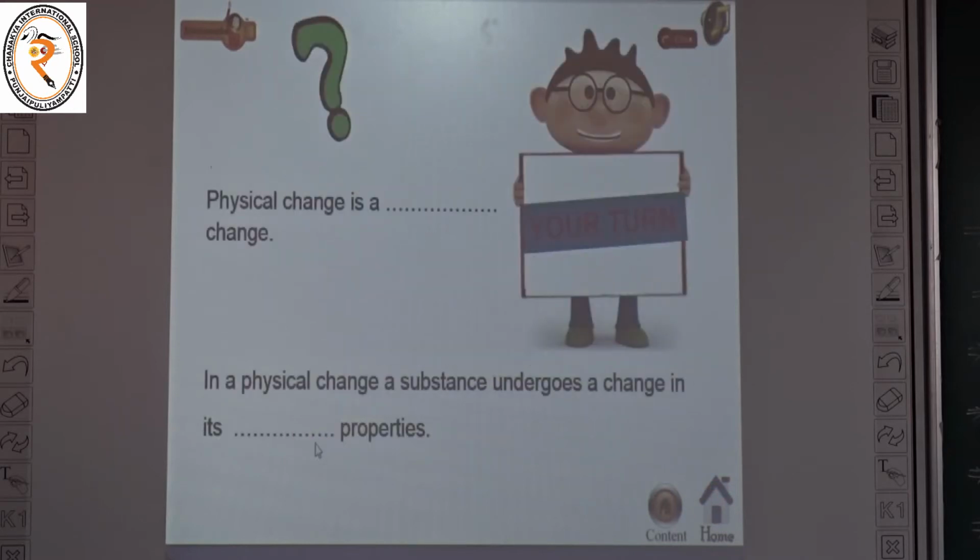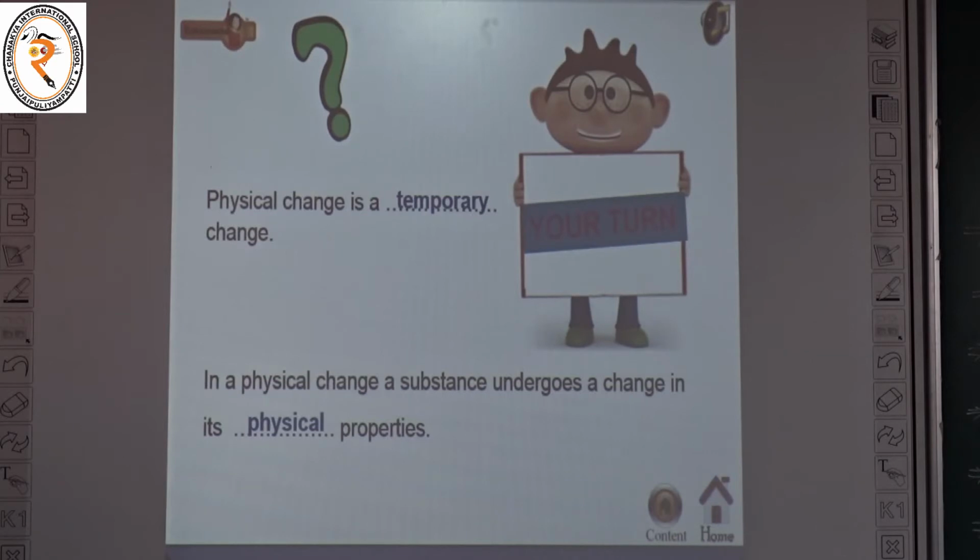See, it is time for your turn. Look at the question. Physical change is a dash change. What is the answer? It is a temporary change and also a reversible change. And the second one, in a physical change, a substance undergoes change in its dash properties. In its physical properties.